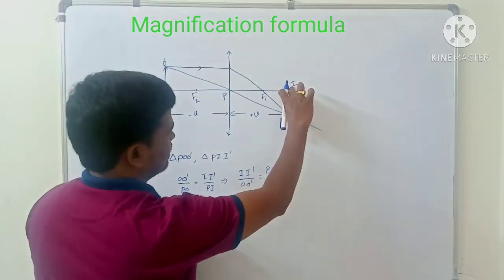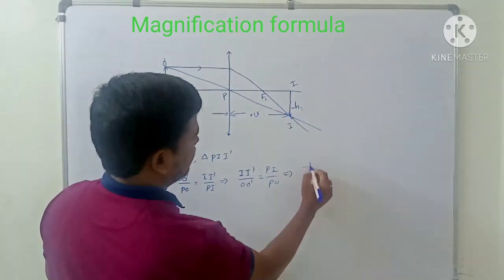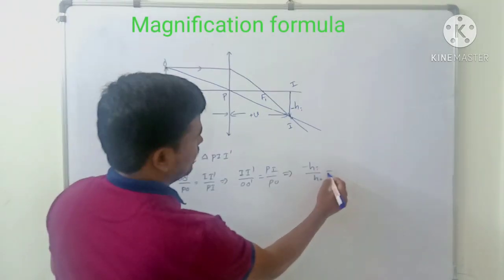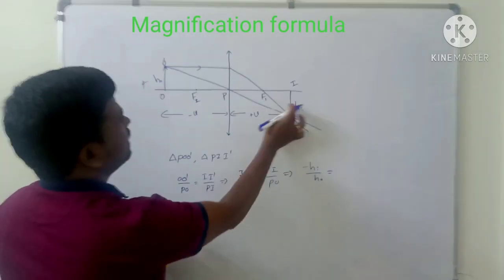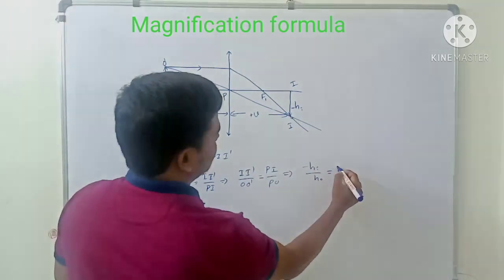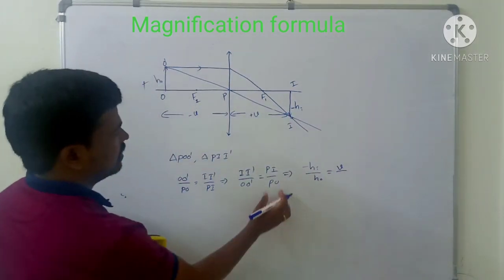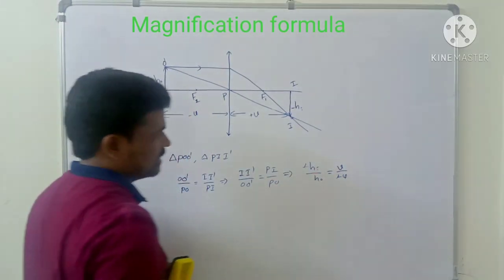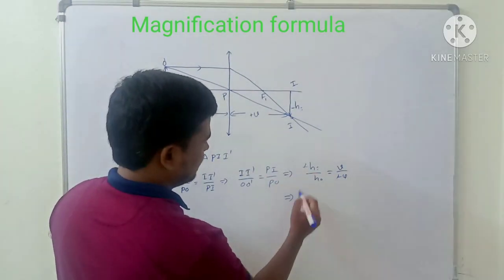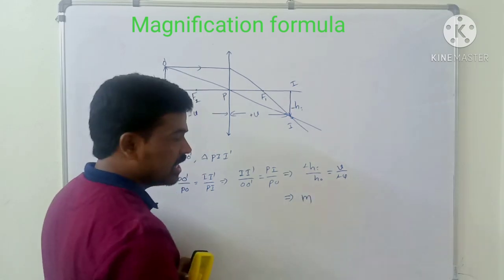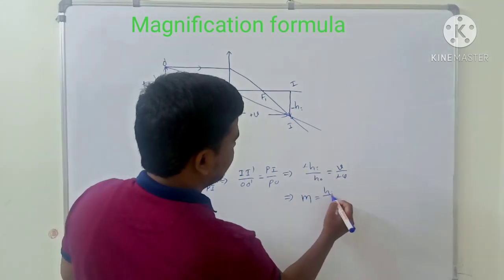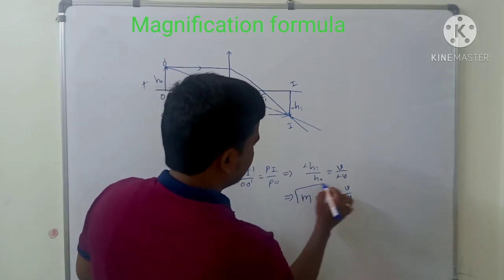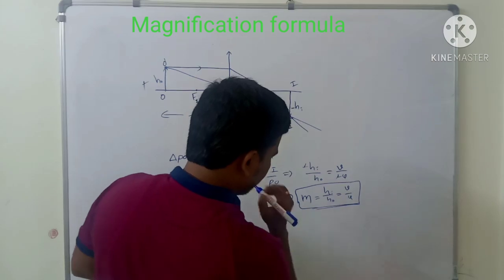I dash is equal to minus HI. O dash is equal to HO. PI is plus V, we can write it simply as V. PO is minus U. So the minus signs get cancelled on both sides. Then we simply get the formula of magnification: M is equal to HI by HO, or equal to V by U. We derived this very simply.